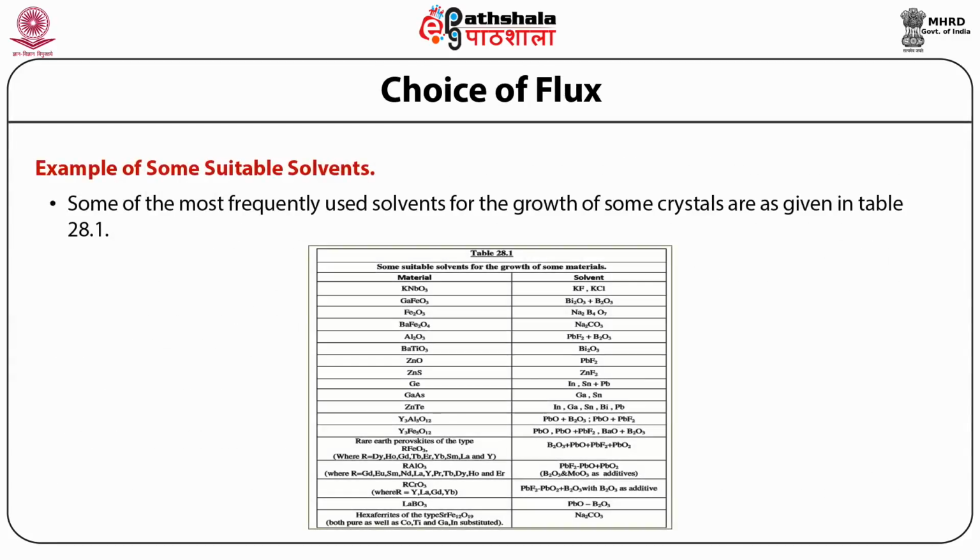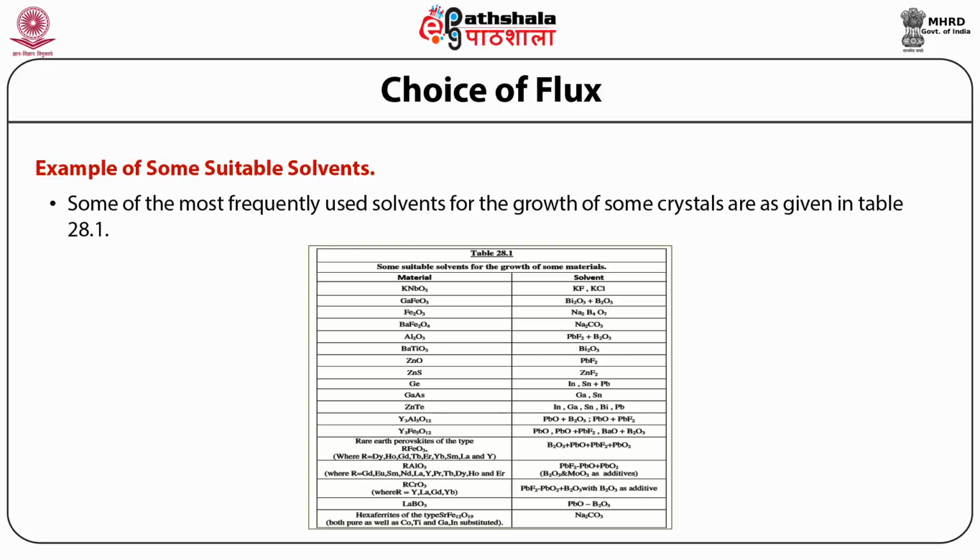Example of some suitable solvents. It is given in the form of a table where some of the most frequently used solvents for the growth of some crystals are given. This is table number 28.1, some suitable solvents for the growth of some materials. The material KNbO3, the solvent used is KF or KCl. The material GaFeO3, for which the solvent Bi2O3 plus B2O3 is used.